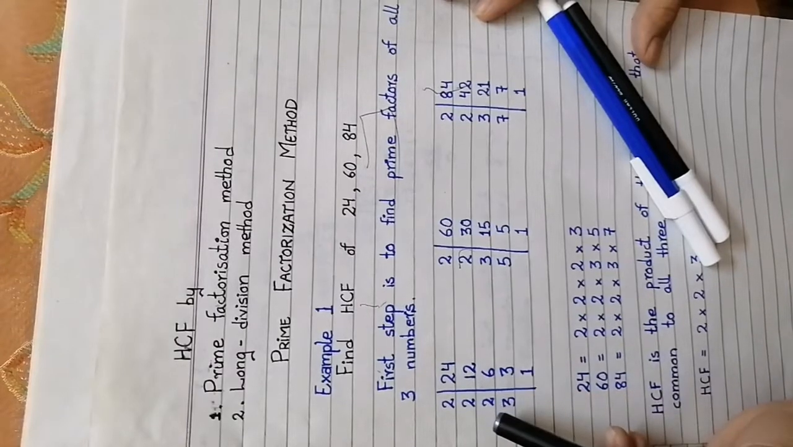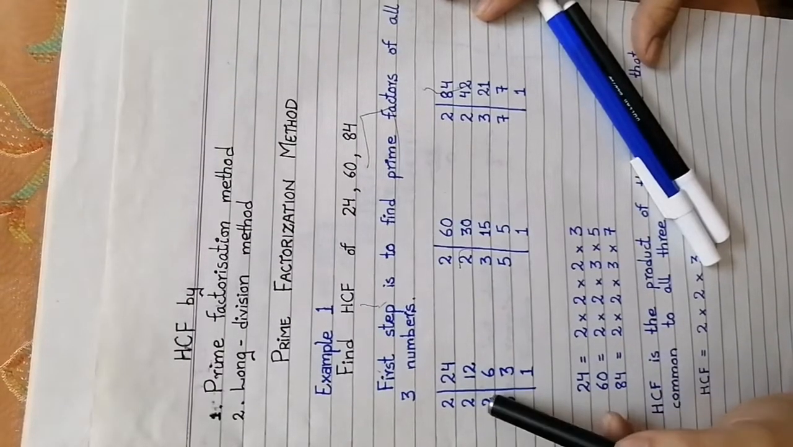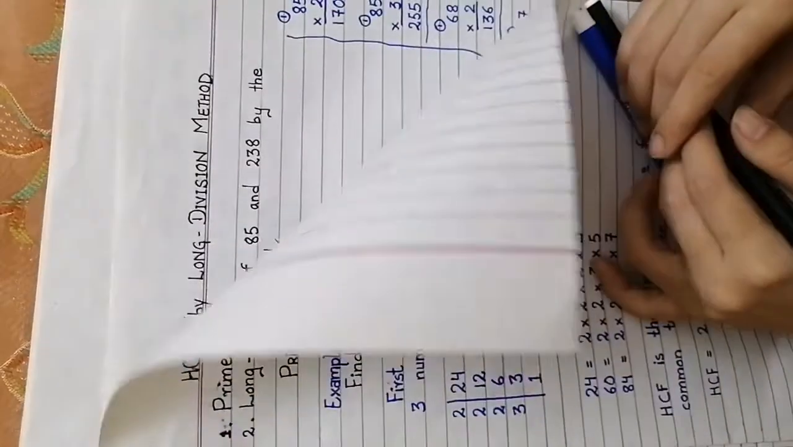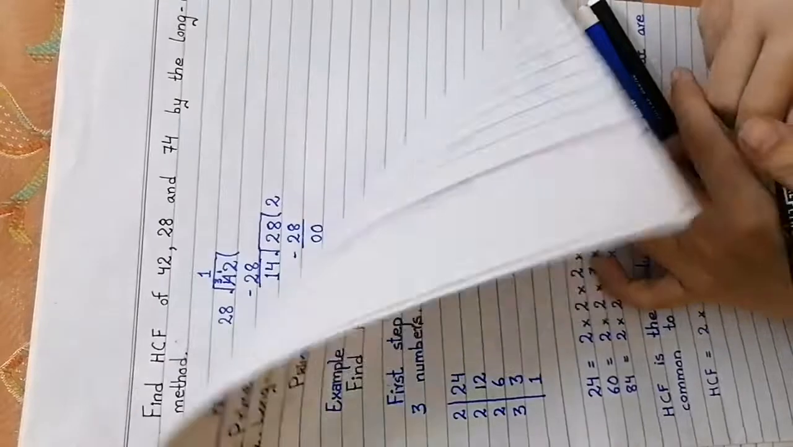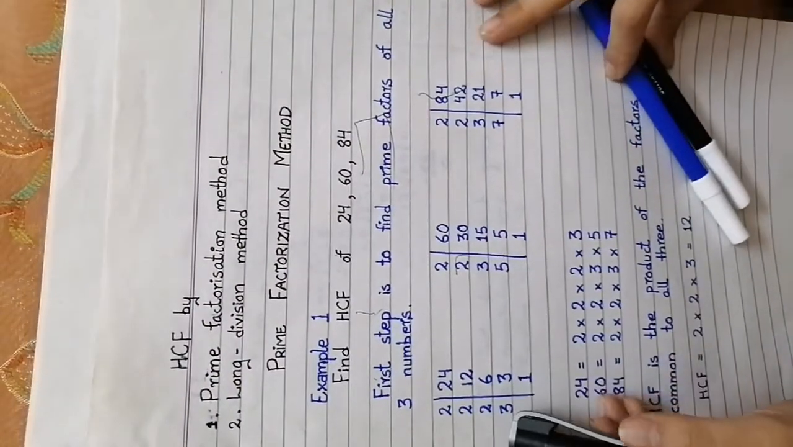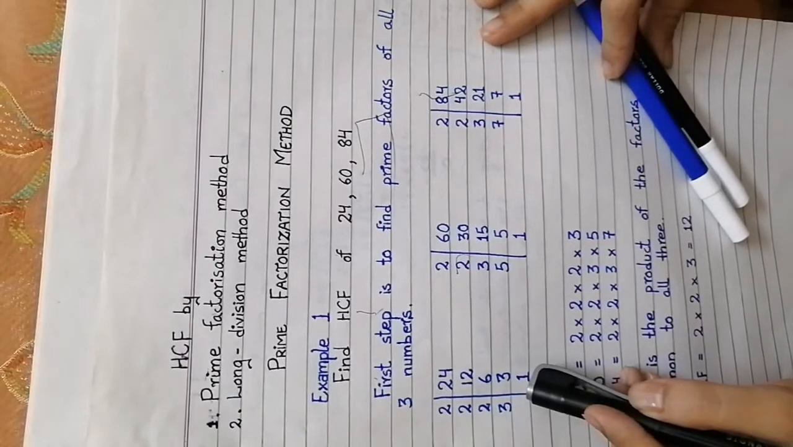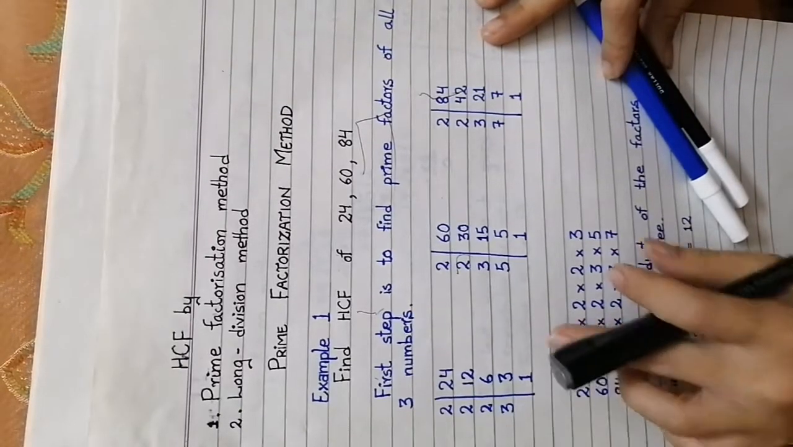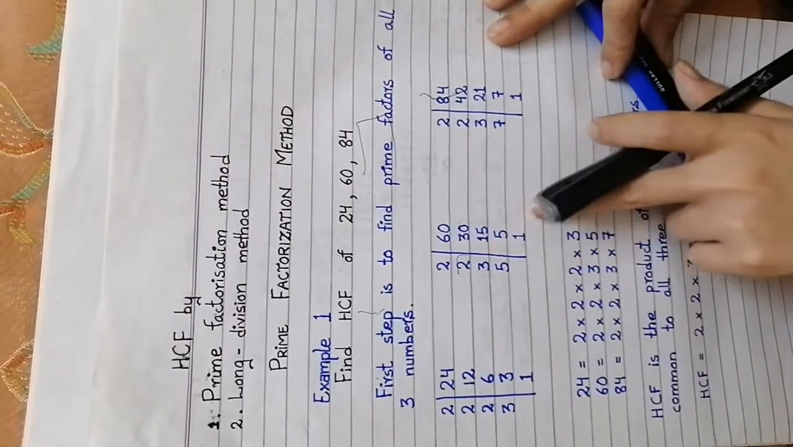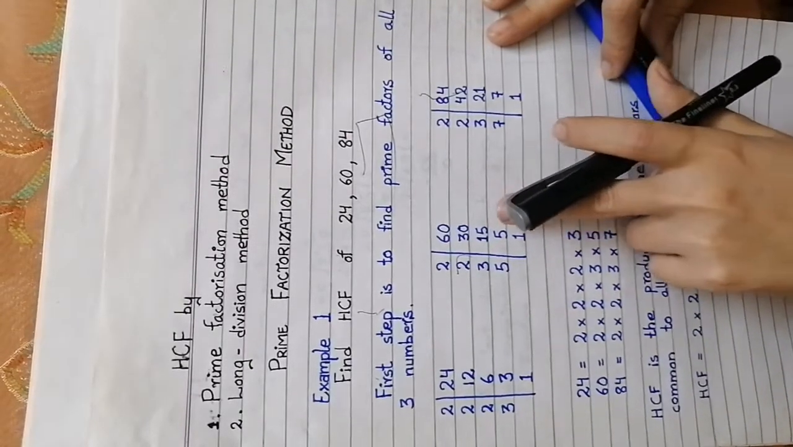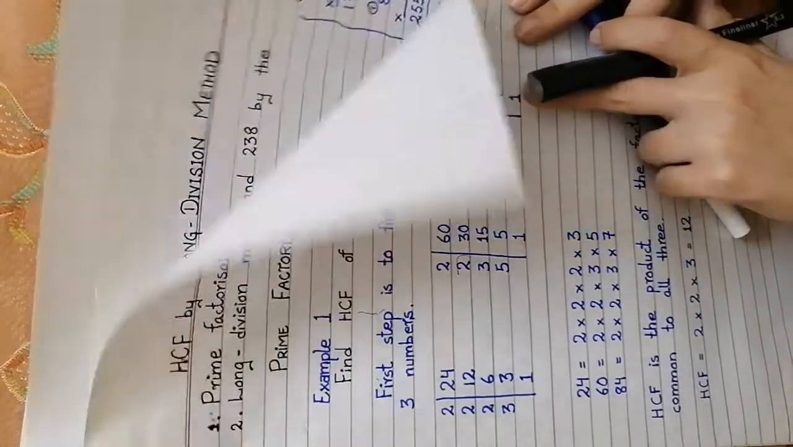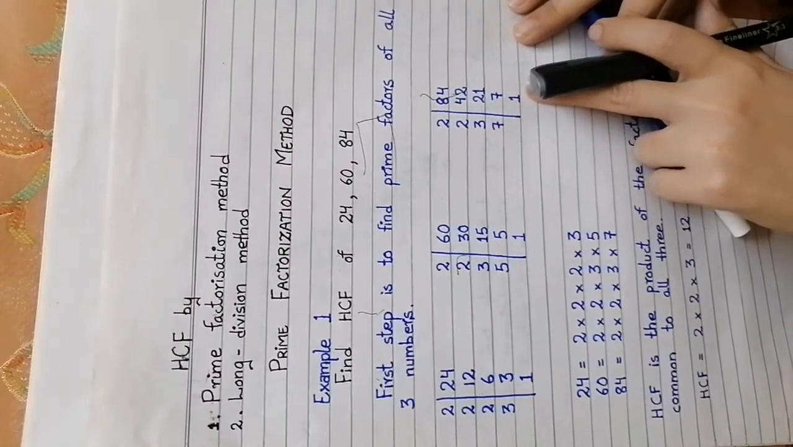Now again this 6 is an even number and it is divisible by 2. 2 multiply by 3 is 6. Now we get an odd number. Okay, so this is not divisible by 2, it will be divisible by 3. 3 multiply by 1 is 3. Now next look at this 60. In the same way we have to do with 60. We have to find the prime factors of 60 and we have to find the prime factors of 84.